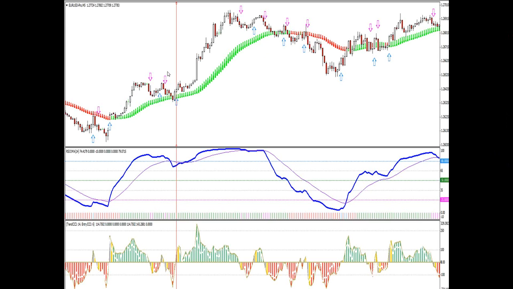So these are the rules for long entries on zigzag, and you can see how zigzag worked perfectly fine with the setup.